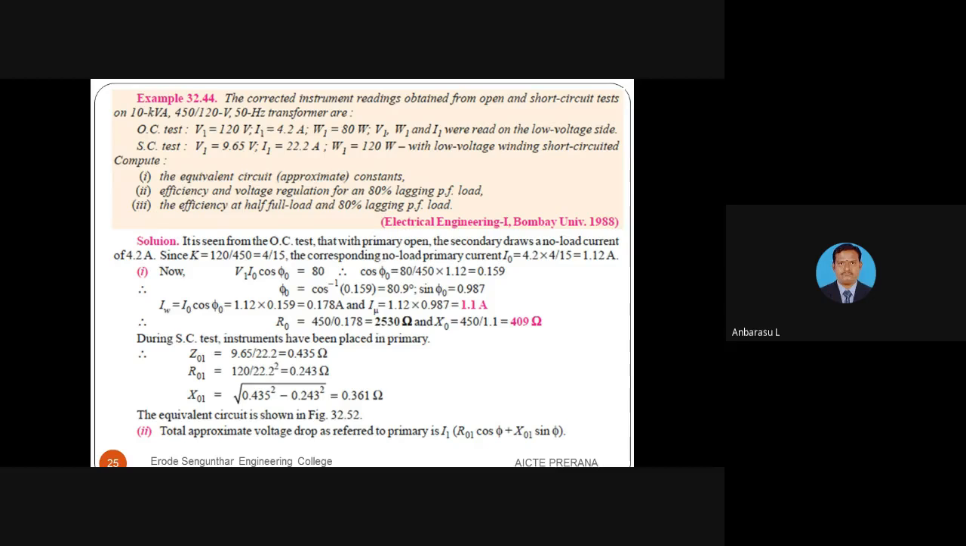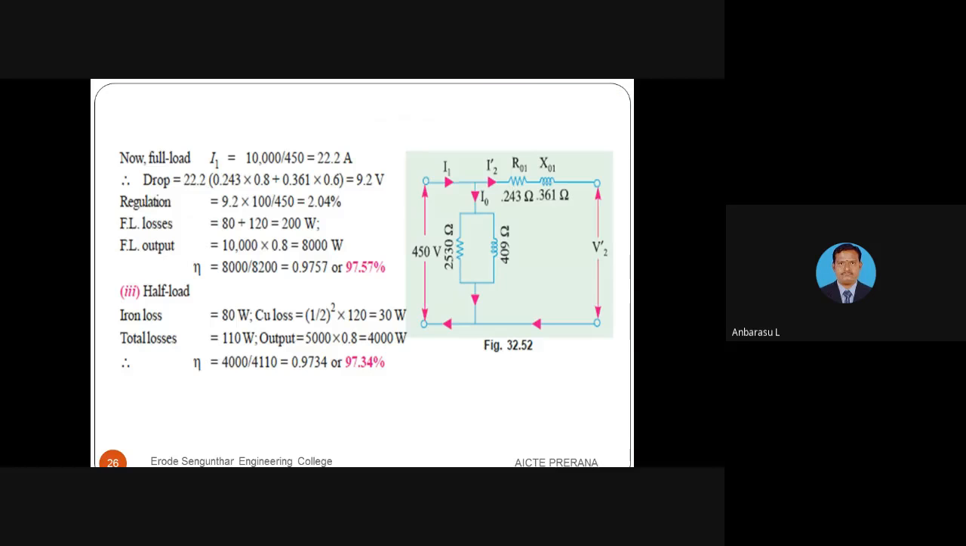So these things we have to compute for the equivalent circuit constants. The second one is the efficiency and the voltage regulation for 80% lagging power factor load. It is the equivalent circuit diagram for the transformer.